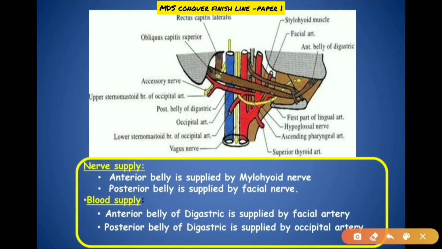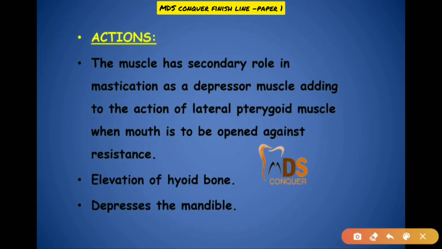Then coming to the nerve supply, the anterior belly is supplied by the mylohyoid nerve, whereas the posterior belly is supplied by the facial nerve. And if you take the blood supply, the anterior belly is supplied by the facial artery, and the posterior belly of the digastric by the occipital artery. Then coming to the actions, these will have a secondary role in mastication. That means the digastric muscles. The primary role will be of your temporalis muscle, masseter muscle, and the lateral and medial pterygoid. Whereas the digastric will have a secondary role, and it will elevate the hyoid bone and depress the mandible.